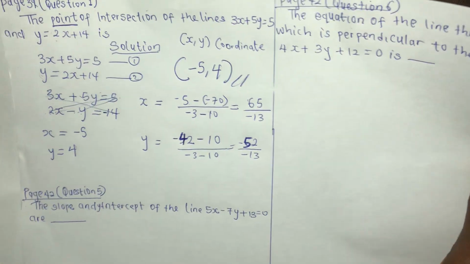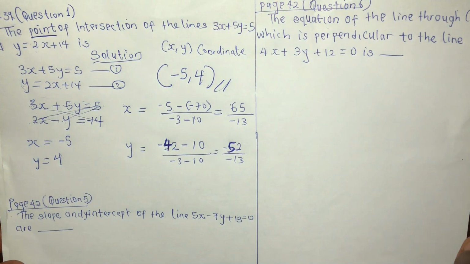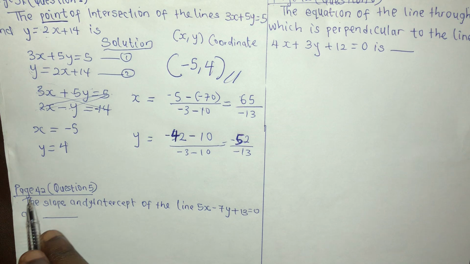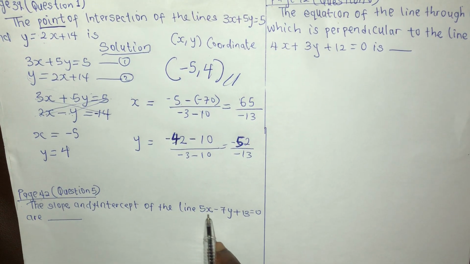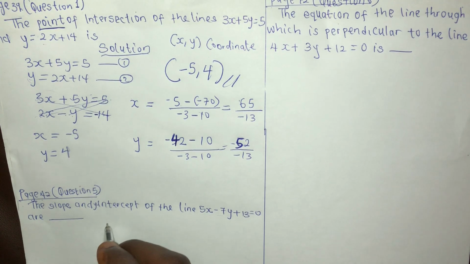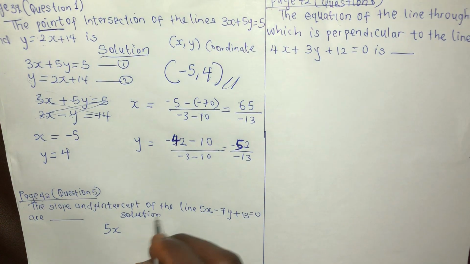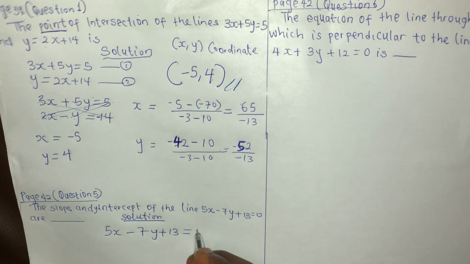We're taking too much time. So the next question. After this question, we're moving to the next topic, still on this same concept. Now the next question, question 5 on page 42: find the slope and y-intercept of this line. Let me write out the line: 5x minus 7y plus 13 is equal to 0.